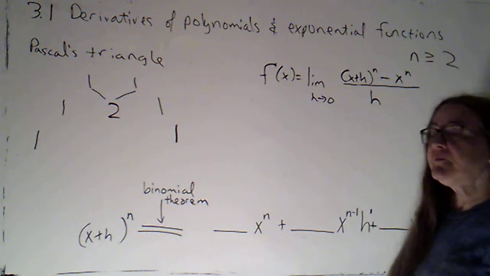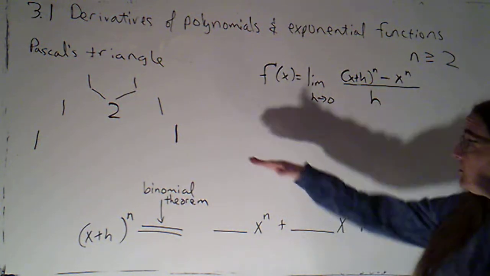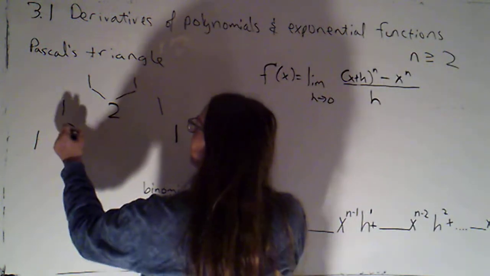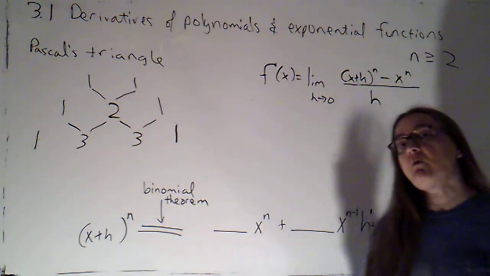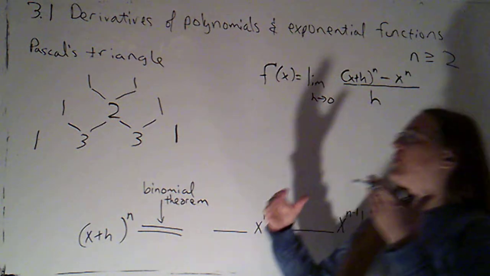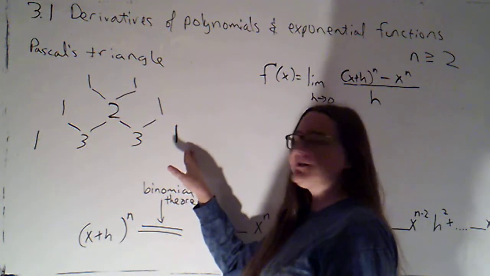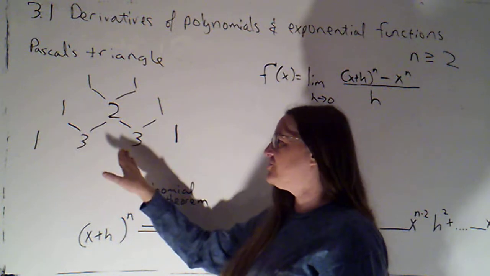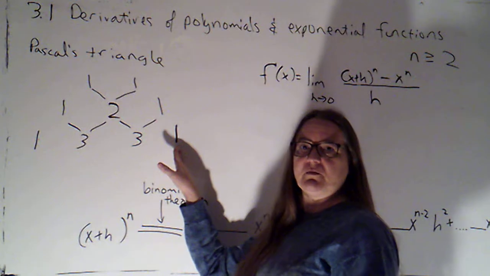Then we come on down. We had a problem in the last section where we had x plus h cubed, and we actually used the binomial theorem to evaluate that. 1 plus 2 is 3. 2 plus 1 is 3. The coefficients for x plus h to the third are 1, 3, 3, and 1. x plus h cubed is 1 copy of x cubed, 3 copies of x squared h, 3 copies of xh squared, and 1 copy of h cubed.